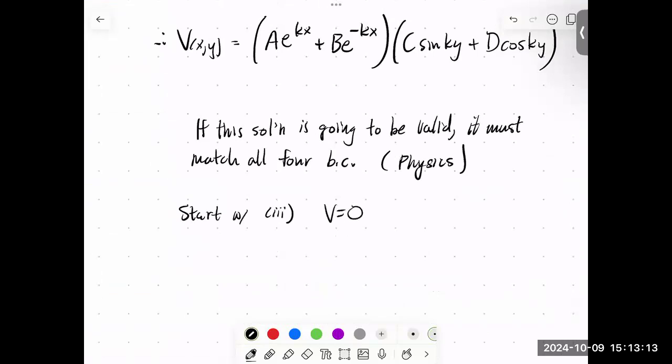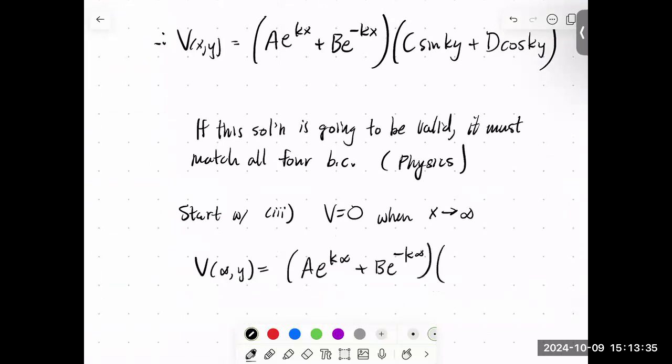I want v equal to 0 when x goes to infinity. All right. So there's our potential right at the top. All I'm going to do is put in infinity for x. And so we get a e to the k times infinity plus b e to the minus k times infinity times c sine ky plus d cos ky. And I need that to be 0.